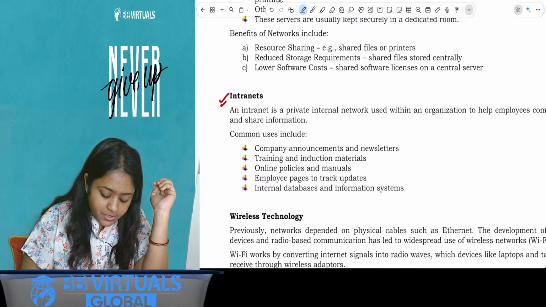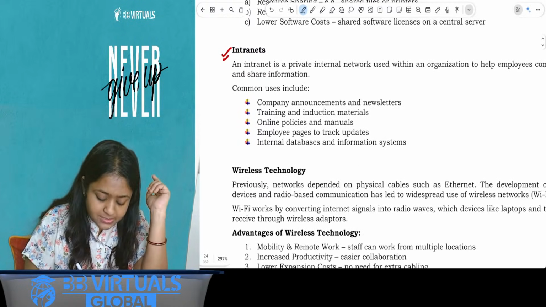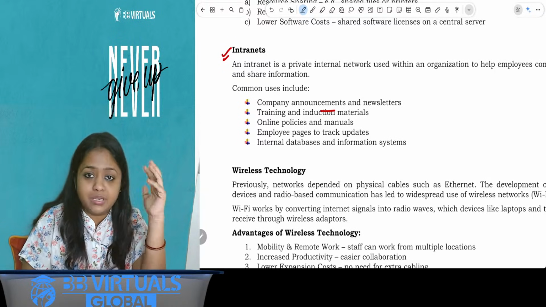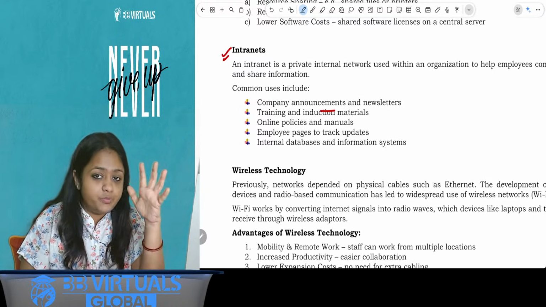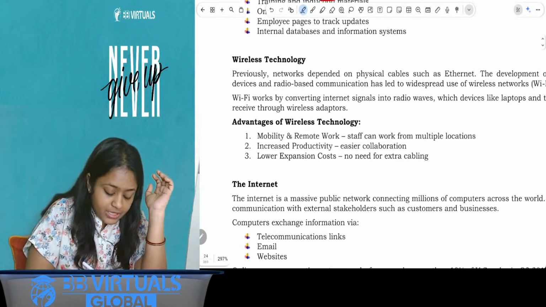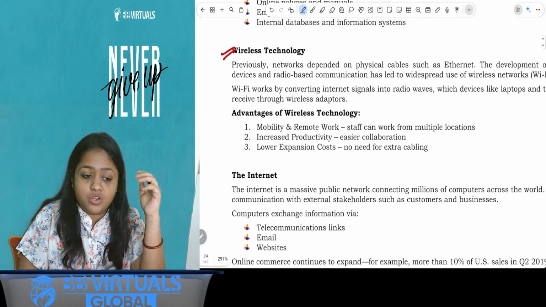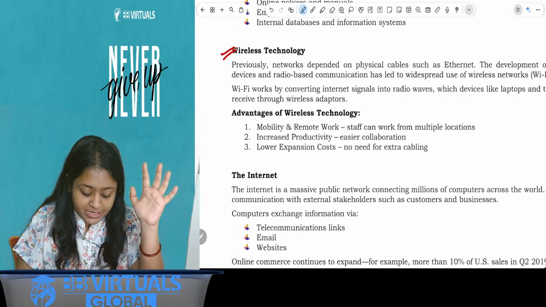So the common uses would include the company's announcements, newsletters, training materials, the payroll information, everything. Then one of the other ways is using the wireless technology that we commonly call Wi-Fi technology.